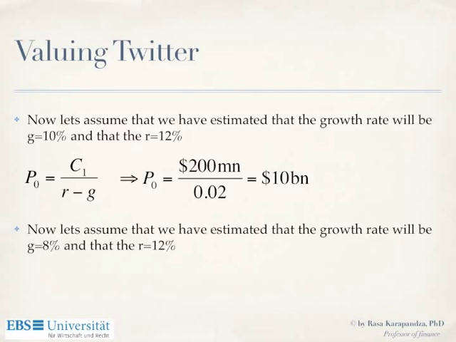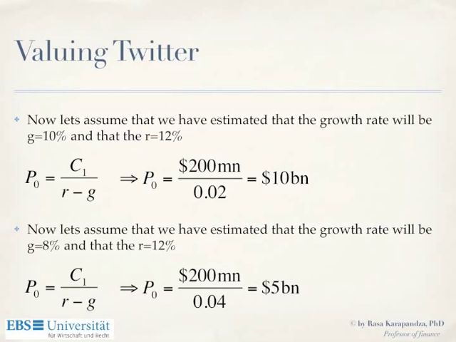So what do we observe? Well, it turns out that the real value of Twitter is not 10 billion, but 5 billion. It's half of what he estimated. And he made a mistake, just a small mistake. It's not 10, it's 8. But you know, the value of the company decreased by half, to one half of what he has estimated.